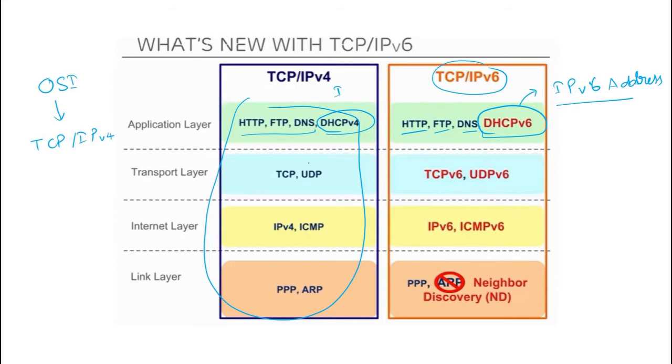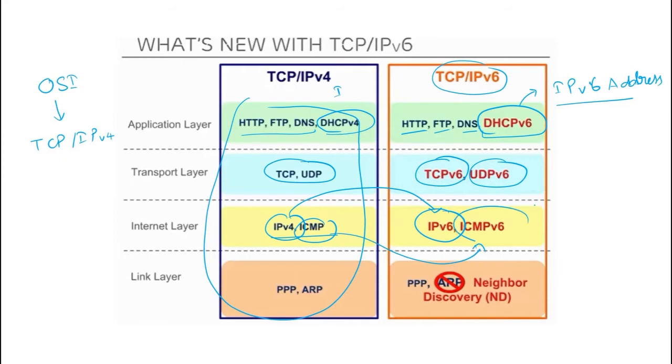Correct. And in the transport layer, both the protocols have changed: TCP version 6, UDP version 6, as it has to be changed to IPv6. And ICMP has been changed a little, like ICMPv6. There are some error messages that are being sent from ICMP version 6, like the fragmentation error.